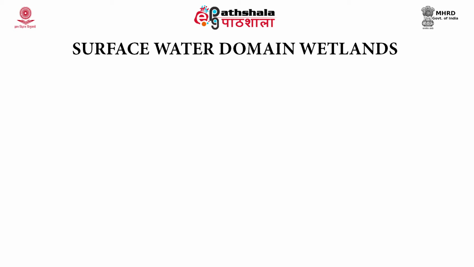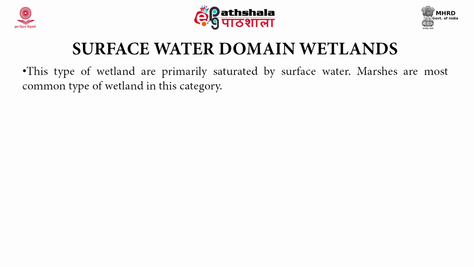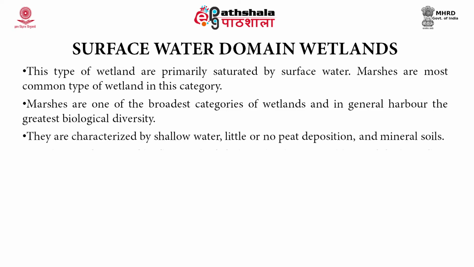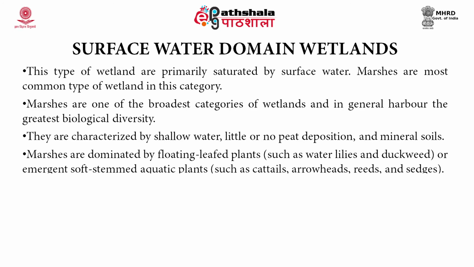Now, let us look into the surface water domain wetland. This type of wetland is primarily saturated by surface water. Marshes are the most common type of wetland in this category. Marshes are one of the broadest categories of wetland and in general harbor the greatest biological diversity. They are characterized by shallow water, little or no peat deposition and mineral soil.